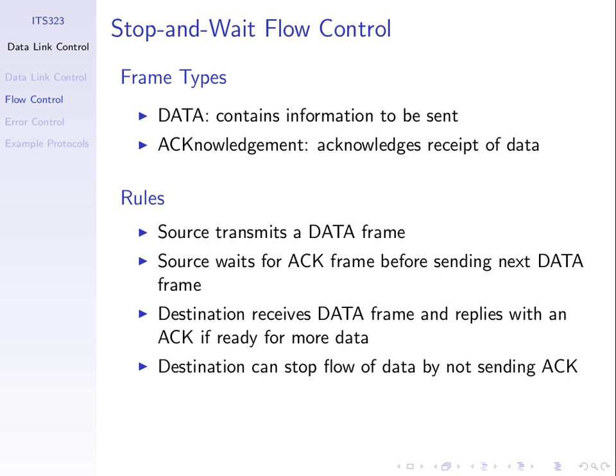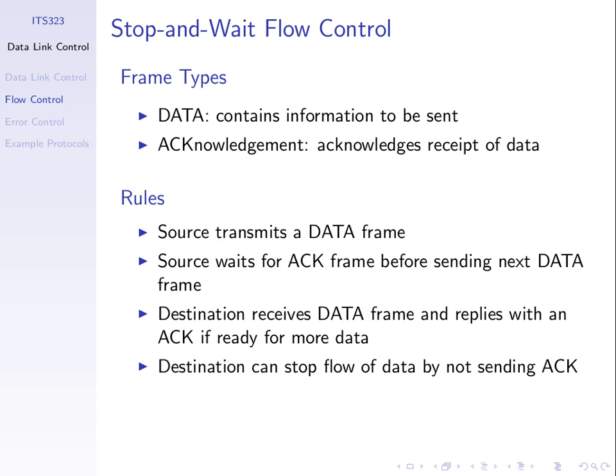We have two types of frames. I transmit a data frame to the receiver. I'm trying to send data to the receiver. The receiver sends back a different frame to me saying I'm ready for the next one. It sends back an acknowledgement frame, or simply an ACK frame. So the data frame contains the information we're trying to deliver. The one that comes back, we'll call it an ACK frame or acknowledgement frame. There are other names. And that acknowledges the receipt of that data. And it tells me I'm allowed to send the next one.